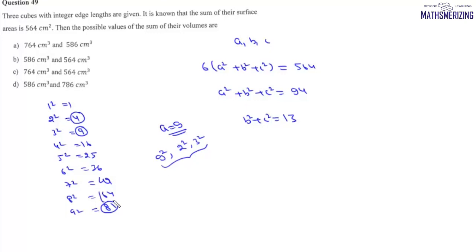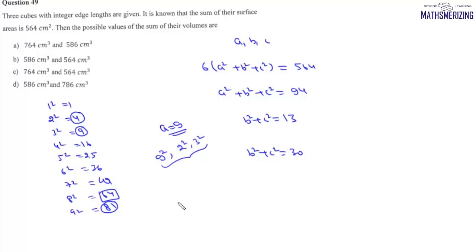Now we'll take 8 square, which is 64. Then in that case we'll get B square plus C square, and that should be 94 minus 64, which will be 30. Now it is not possible to have this sum 30 with two numbers. So 8 square is not possible.